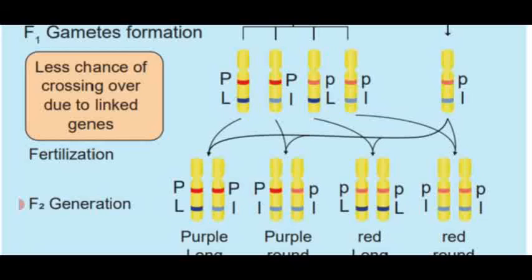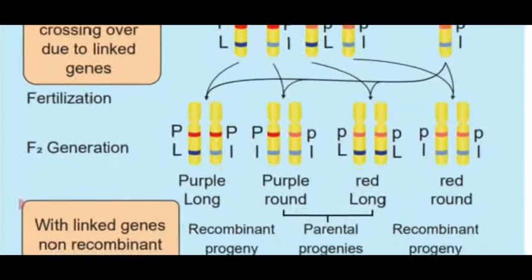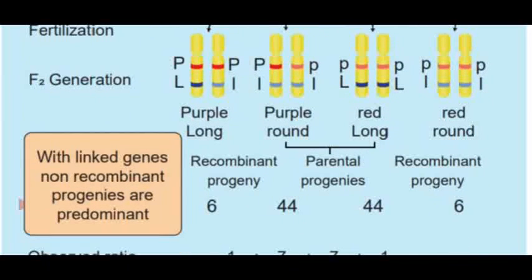Because what will happen? The alleles are inherited apart into different gametes, as they are present on two different homologous chromosomes, not on the same chromosome. That means they are separated. If they are separated, they are inherited separately. They exhibit characters in different gametes, not in the same gamete. So in the F2 generation, we get purple long, purple round, red long, red round.